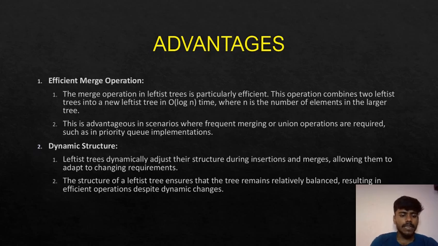Then the advantages. Efficient merge operations. The merge operation in leftist trees is particularly efficient. This operation combines two leftist trees into a new leftist tree in O(log n) time, where n is the number of elements in the larger tree. This is advantageous in scenarios where frequent merging or union operations are required, such as in priority queue implementations.